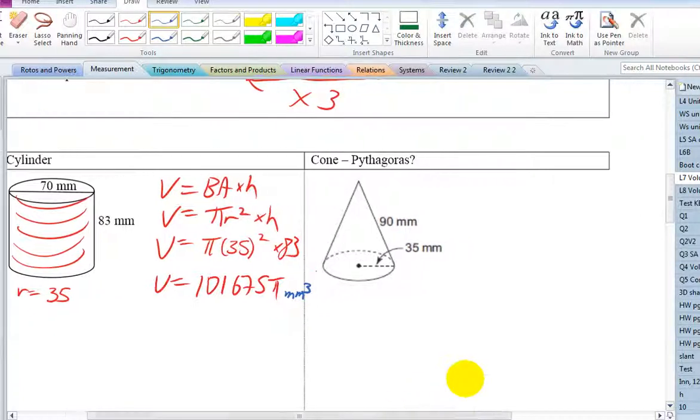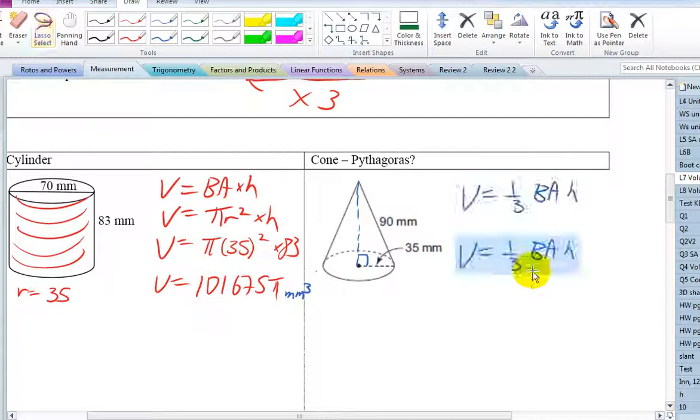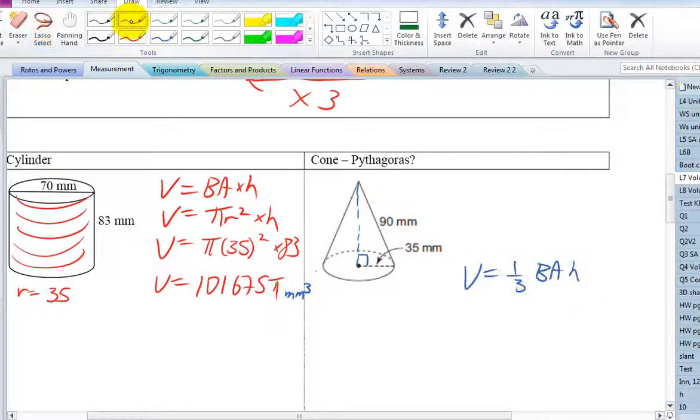So then let's look at the formula for a cone. Volume is 1/3 base area times the height. But I don't have the height, do I? No. I got the slant height. Oh my goodness, what am I going to have to do? On your calculator, go 35 times 35 times 83. First of all, is your number bigger or smaller than 101?